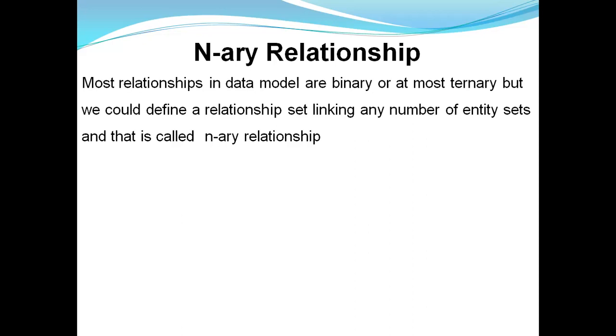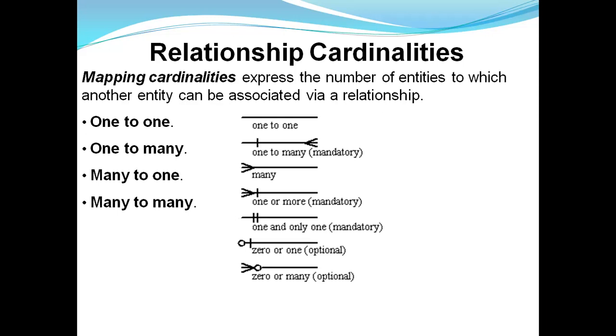Now after the n-ary relationship, the important part is called relationship cardinalities. What is a relationship cardinality? Cardinality means an instance of an entity related with another instance of an entity. That is called cardinalities. That is called mapping cardinalities. So it expresses the number of entities to which another entity can be associated via a relationship.